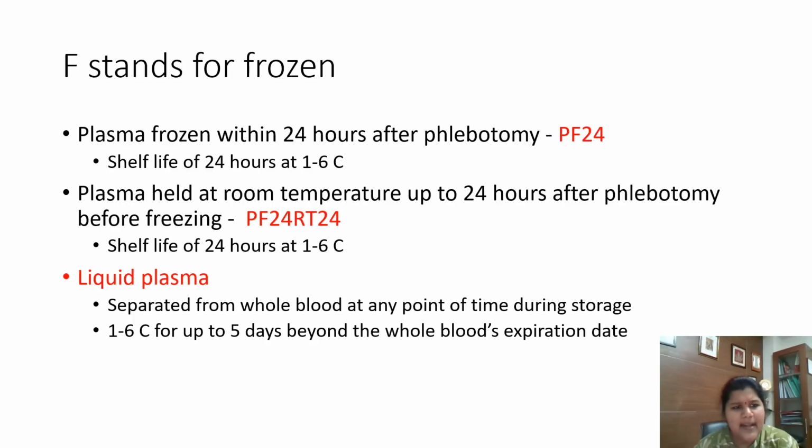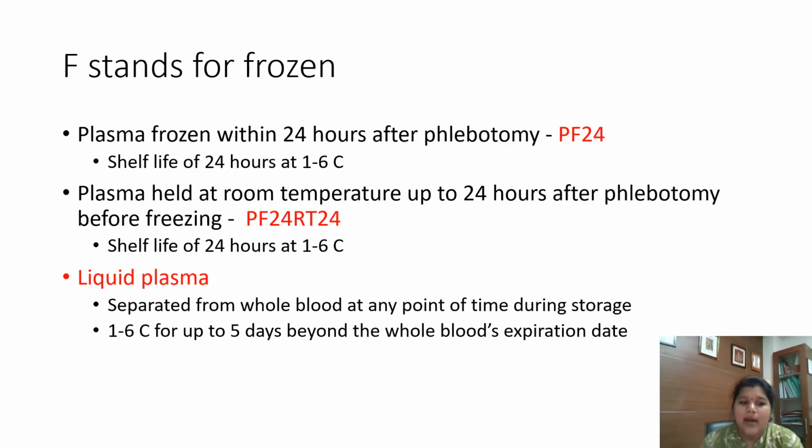There are a few other plasma types called PF24, PF24RT24, liquid plasma, etc. Here the letter F stands for frozen. That is, we have obtained FFP, but if we did not freeze it within 6 hours, then it becomes PF24, because it was frozen within 24 hours after phlebotomy. They have a shelf life of 24 hours if stored between 1 to 6 degrees centigrade after thawing.